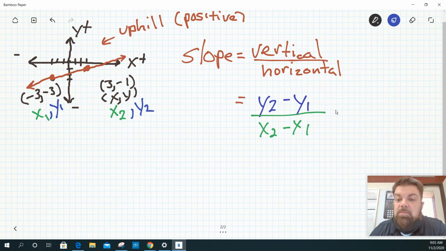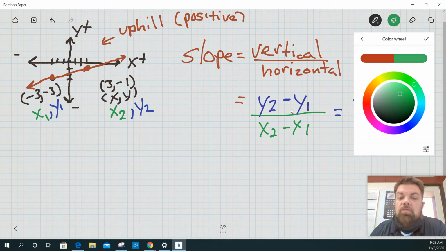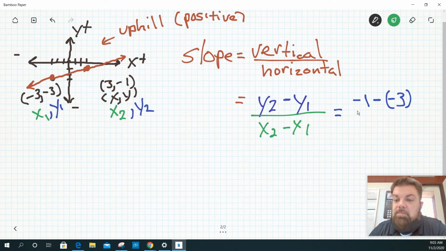I'm just going to plug those numbers in. In other words, my y sub 2 is negative 1. Then my formula calls for a negative sign, so I'm going to put a minus sign here. And then my y sub 1 is minus 3. So remember, you've got to put the negative sign in with the formula. Okay? All of that is going to go over my x sub 2. My x sub 2 is 3 minus my x sub 1, which is negative 3.